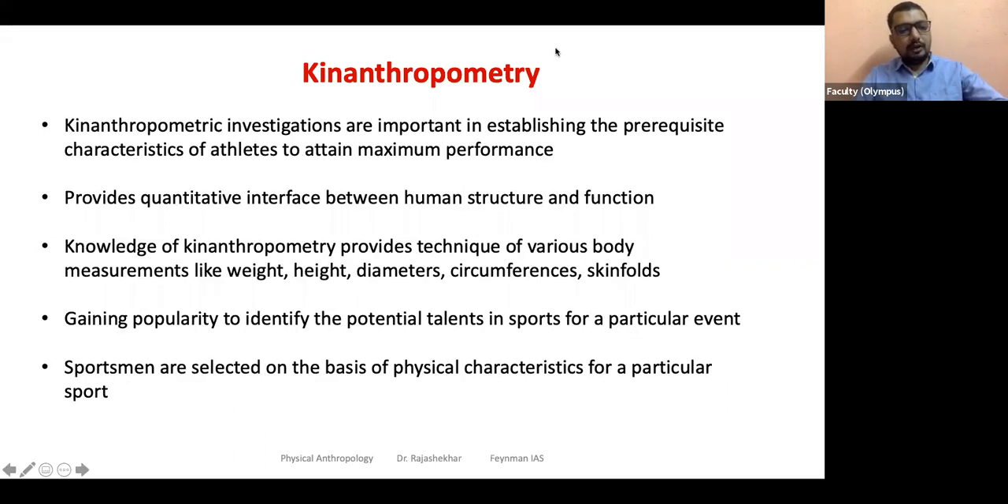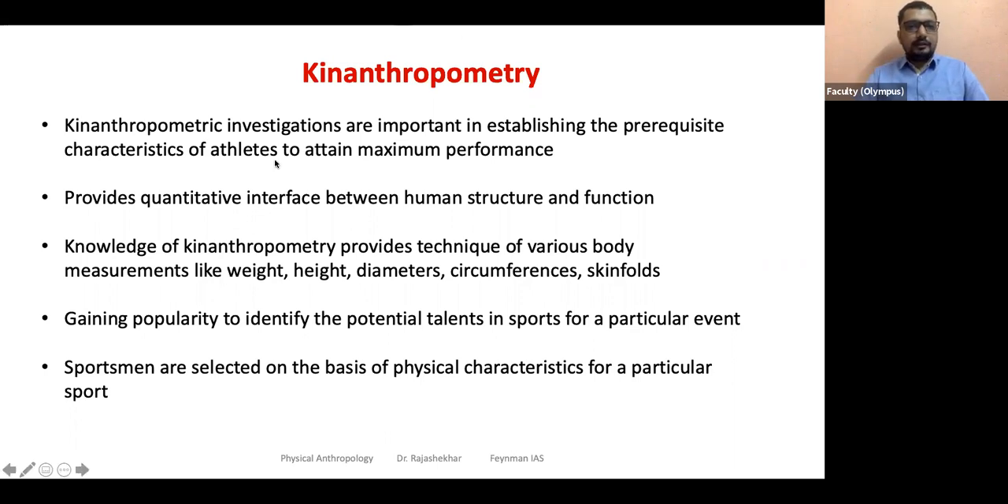Okay, here is how kinanthropometry is used specifically for this. Let's have a look at that. Kinanthropometric investigations are important in establishing the prerequisite characteristics of athletes. As I was telling you, for a given sport, there must be some prerequisites. I'm going to give examples of them. For swimmers, what type of body composition is needed as per the science. So we understand that there are some prerequisites of athletes, so that when they get trained, they can perform their best, or they can show the maximum performance. So we are trying to relate those requirements to the body types through anthropometric analysis.